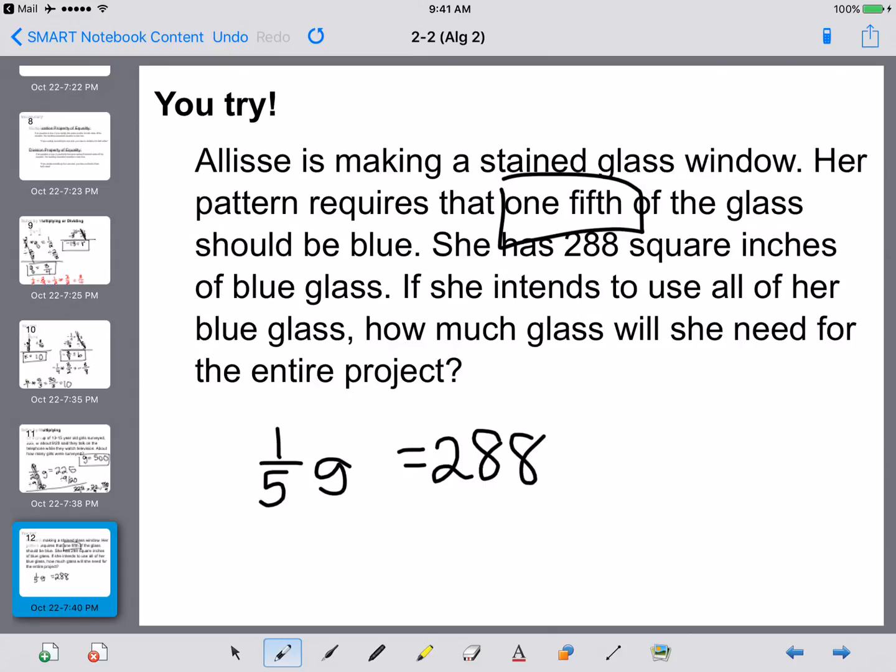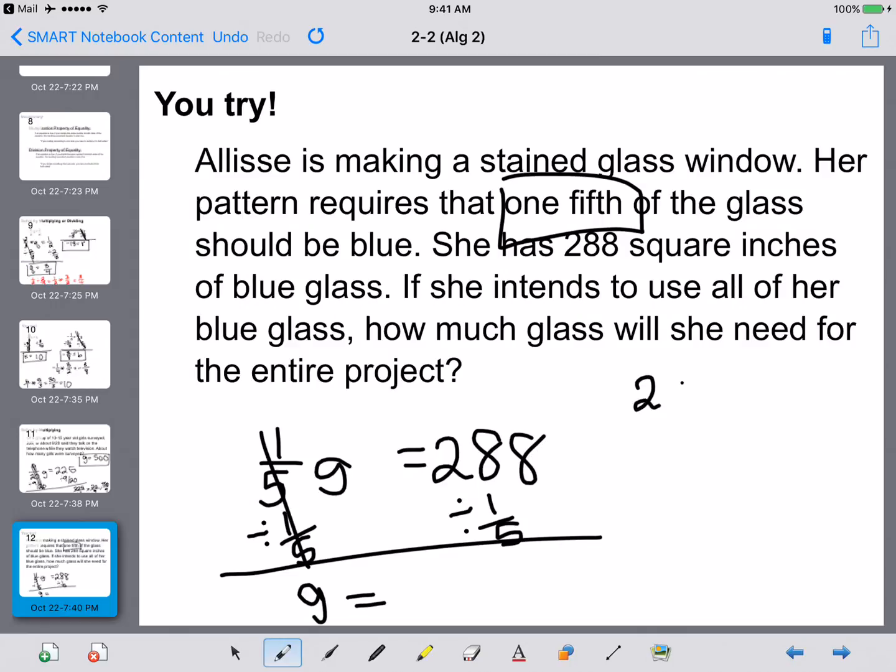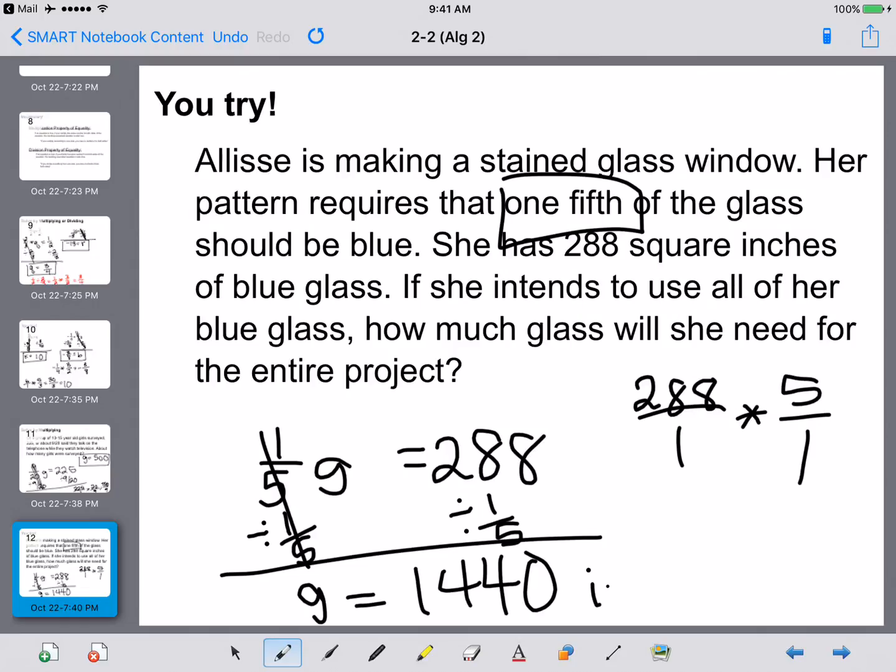There's my equation. Now to get the glass all by itself, I'm going to divide by 1/5. What you do to one side, you do to the other. That cancels out. We're going to get glass equals. We're going to stay with our 288 over 1. Switch our division to multiplication and flip to be 5 over 1. So this just ends up being 288 times 5, which is 1,440. So the amount of glass you should have is 1,440 square inches.